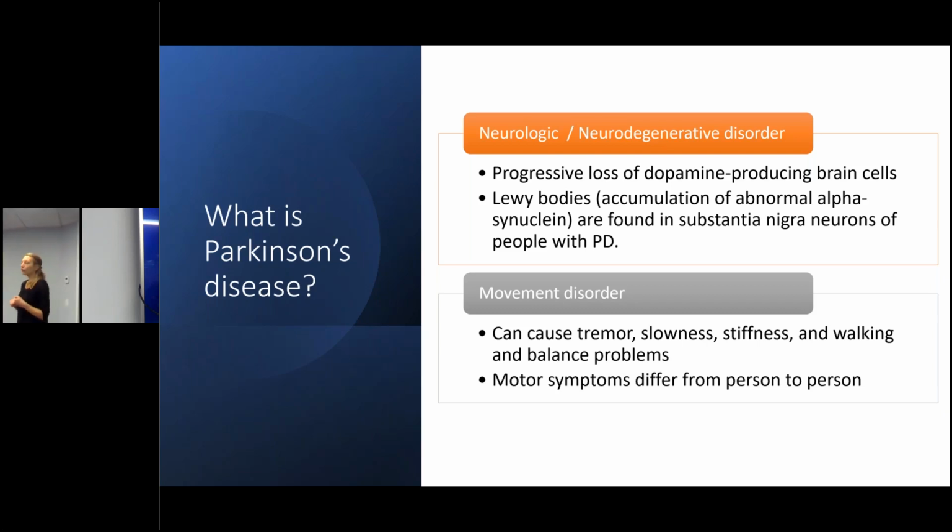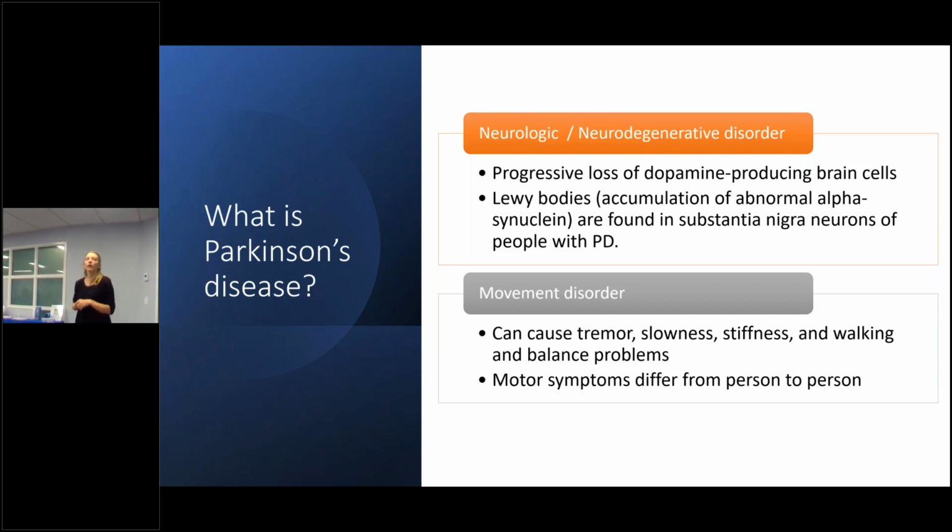And so abnormal alpha-synuclein folding can cause these accumulations of proteins that you may have heard of as Lewy bodies. Lewy bodies are found in Parkinson's disease and in another condition called Lewy body dementia. They have similarities and differences.